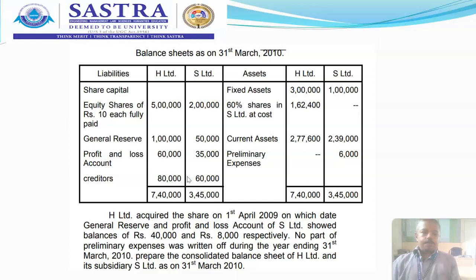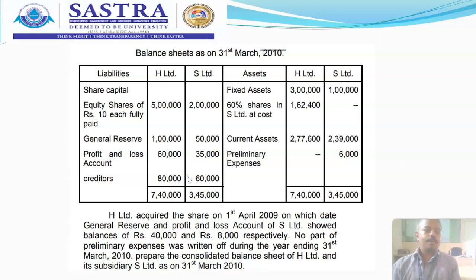So now, total value of the share is rupees 2 lakhs. Of that, 40 percentage is 80,000. Very good. As we have done earlier, same way 80,000. And then now add 40 percentage of general reserve as on 31st March. You can take as on date.